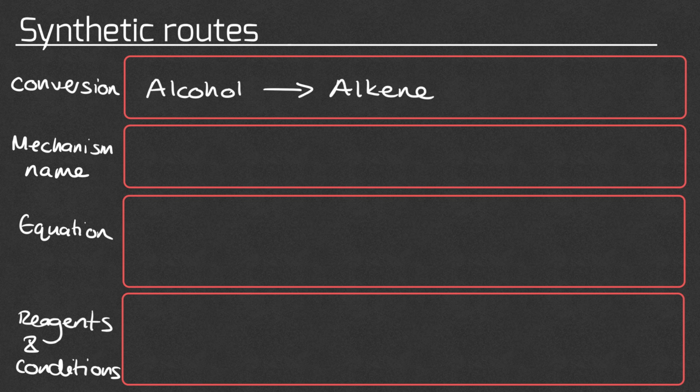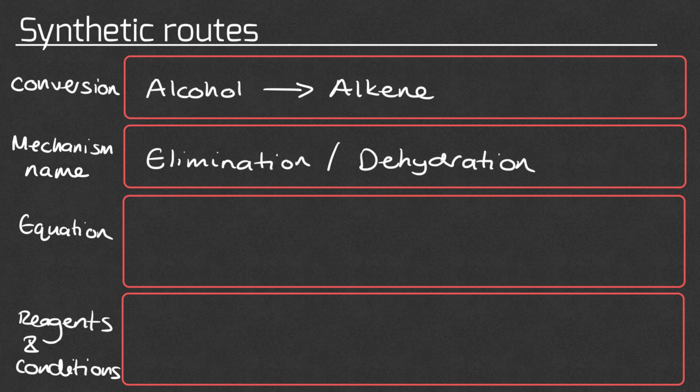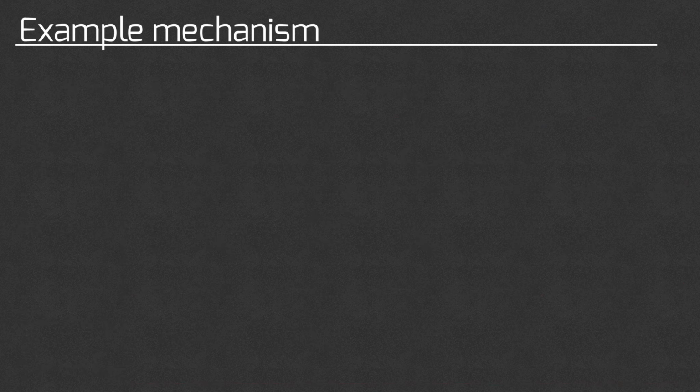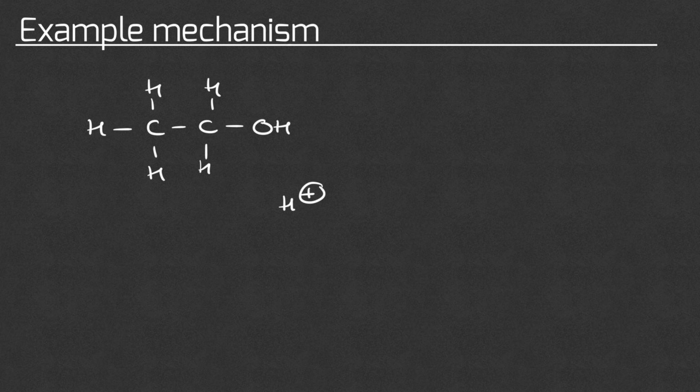For the conversion of an alcohol into an alkene, this would be an elimination mechanism, sometimes also called a dehydration process. An example equation would show your alcohol with a sulfuric acid catalyst, producing your alkene and a molecule of water. The reagents and conditions for this reaction are just concentrated sulfuric acid. An example mechanism would show your alcohol and a H+, the H+ coming from the sulfuric acid catalyst.